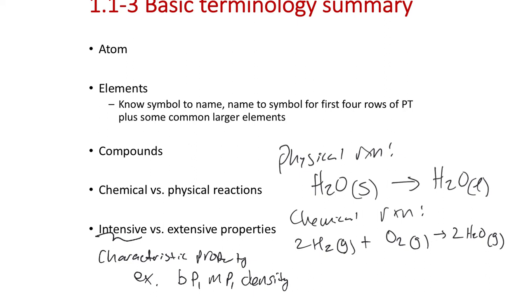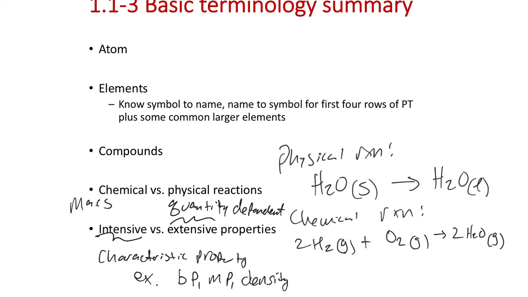Now, an extensive property is one that is quantity dependent. Quantity dependent property. So it's just reflective of how much of the substance you have. So like mass. You can have a gram of water. You can have 10 grams of water. You can have whatever mass of water you wish. How much water you have is an extensive property.